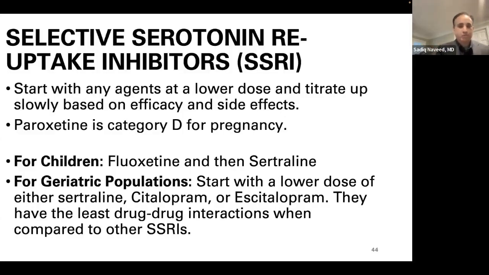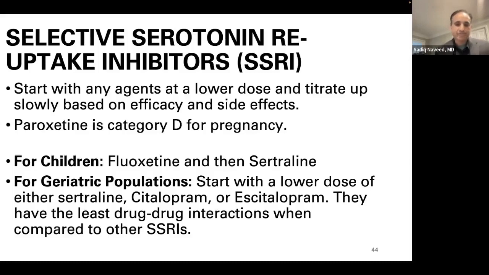With anxiety disorders, start with lower doses of medications. Like if you're starting sertraline, start with 25 milligrams. And if the patient is tolerating it, okay, go to 50 milligrams, but then increase the dose. Don't sit on those doses for too long.